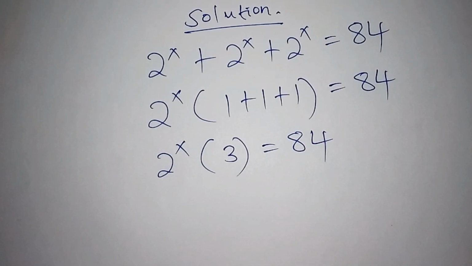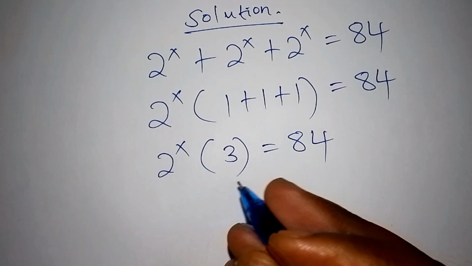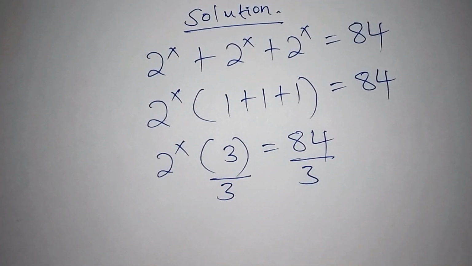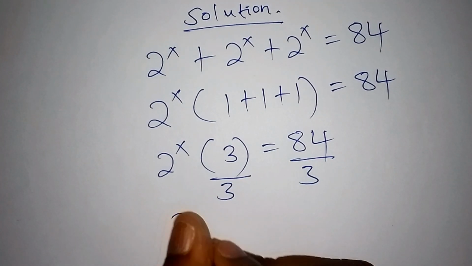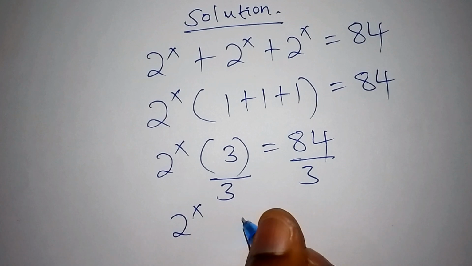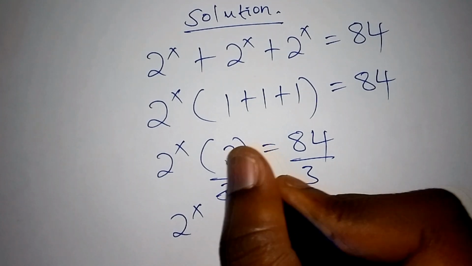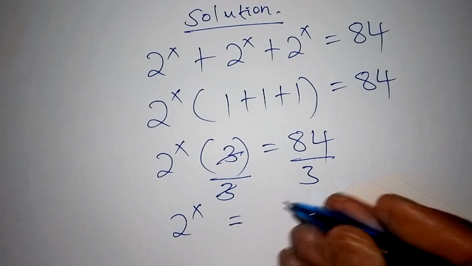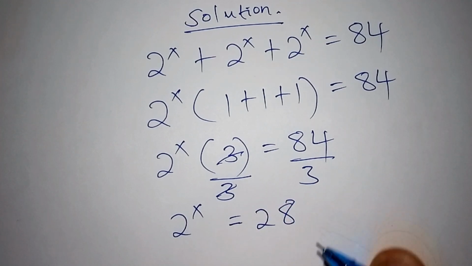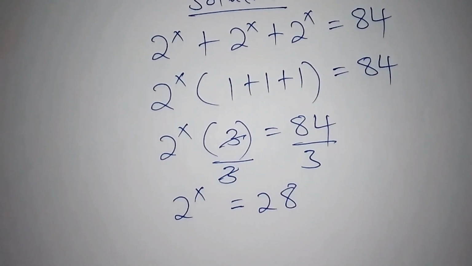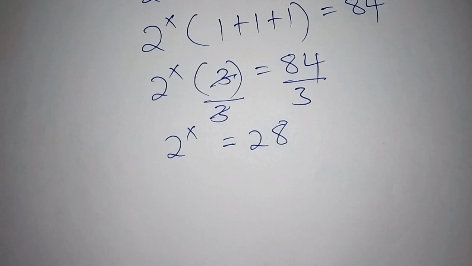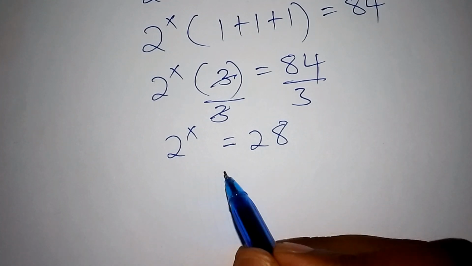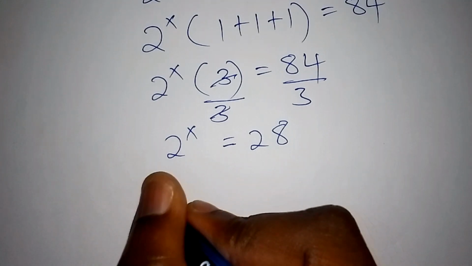The next thing we need to do is to remain with 2 to the power of x by dividing both sides by 3. So we shall have 2 to the power of x equals, this and this cancel, 84 divided by 3, which is 28. After getting 28, we need to change 28 to the base of 2, which is impossible. So we shall now use the logarithm.